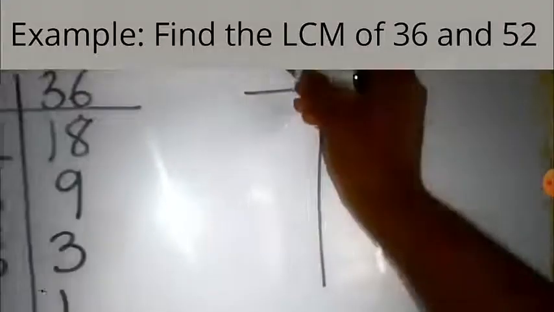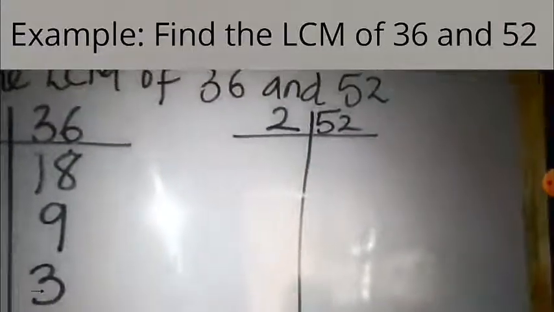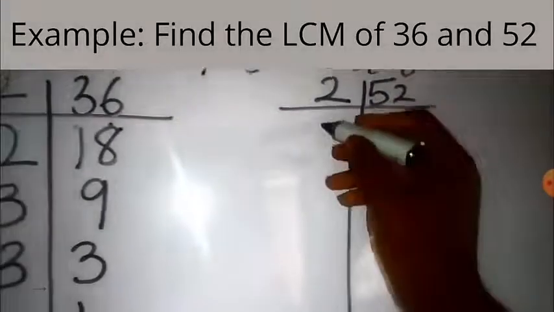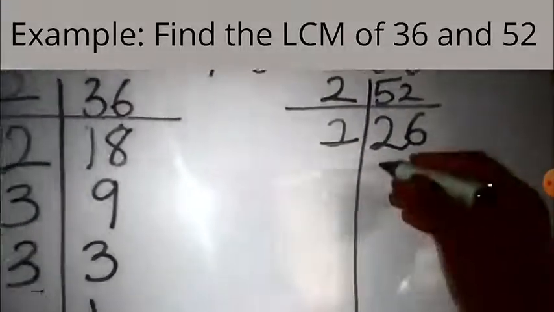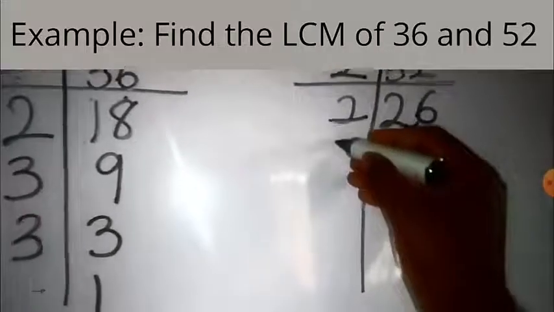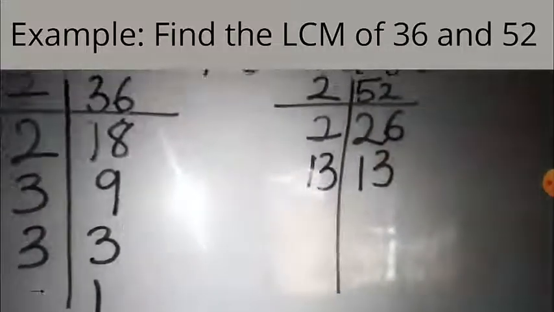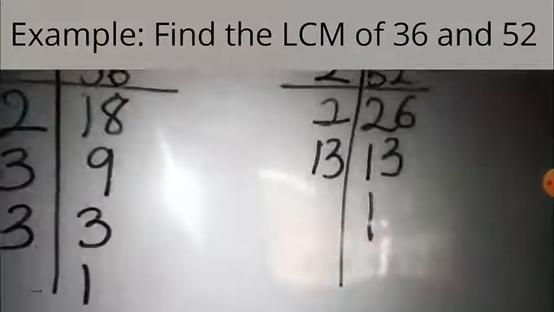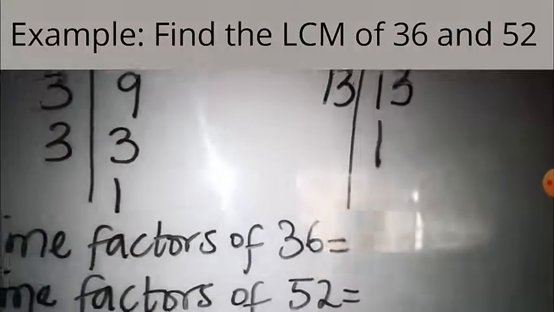Now the smallest prime number that can go in 52, we have 2. 2 goes into 52, 26. 2 goes into 26, 13. 13 goes into 13, 1. So now we've gotten the prime factors of both numbers.